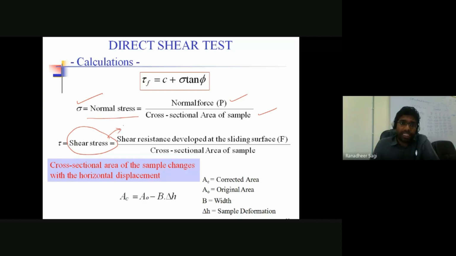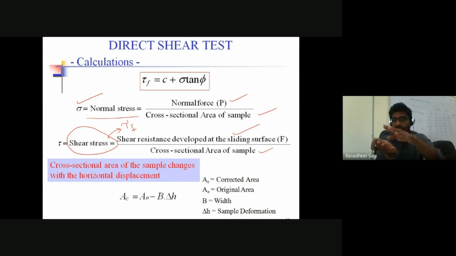So how much is the maximum shear stress that your soil sample can resist before it is said to undergo failure? That is what we are going to calculate. How do we calculate that maximum shear stress? We calculate shear stress as the shear force divided by the corresponding cross-sectional area over which that shear force is developed, the area over which the shearing develops between the top split half portion of the soil and the bottom split half portion of the soil.